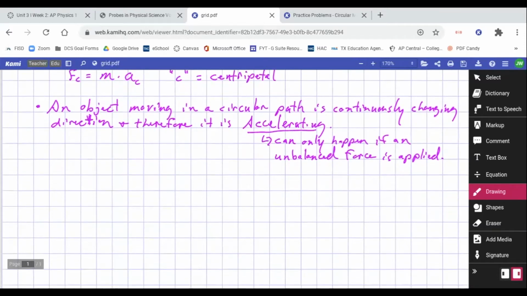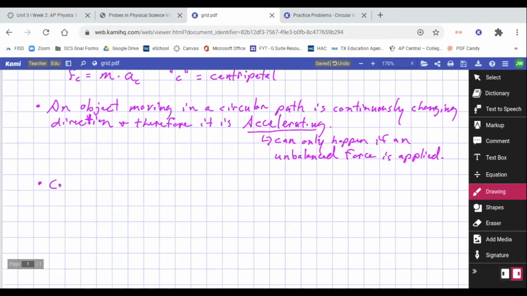Okay. So just a little bit of definitions there. Let's add to that. And let's put a bullet point here. And I'm just going to write centripetal force.